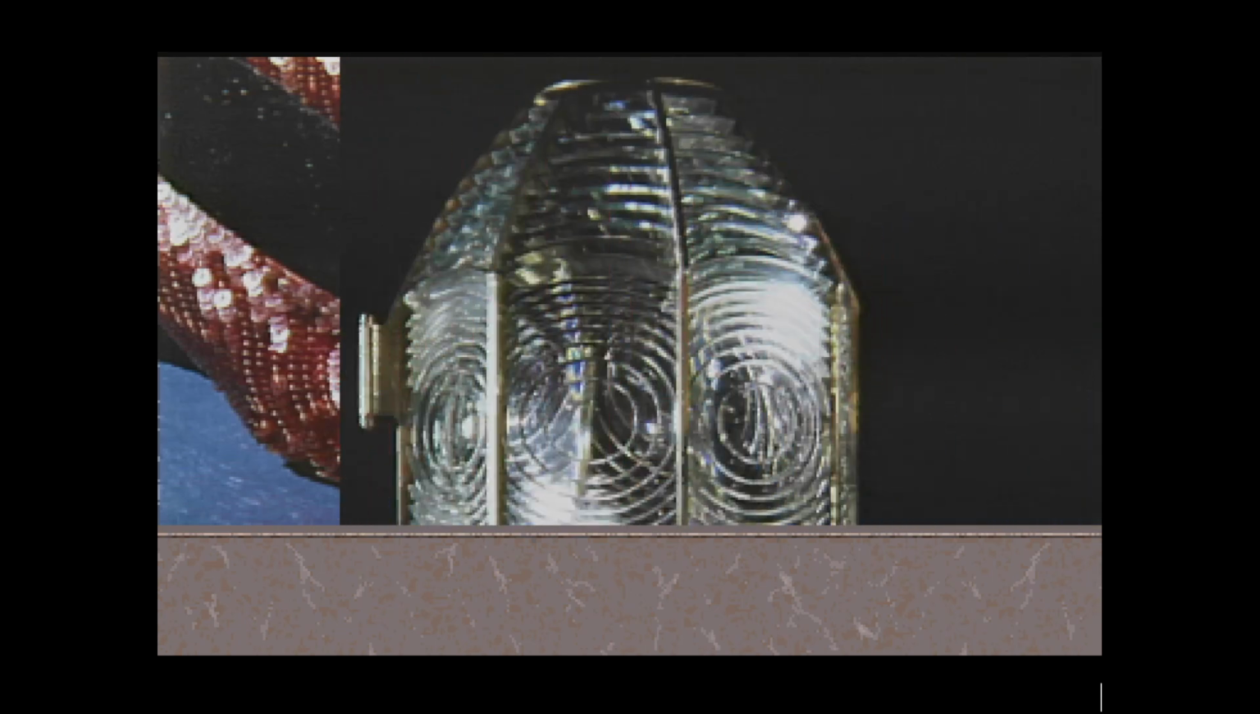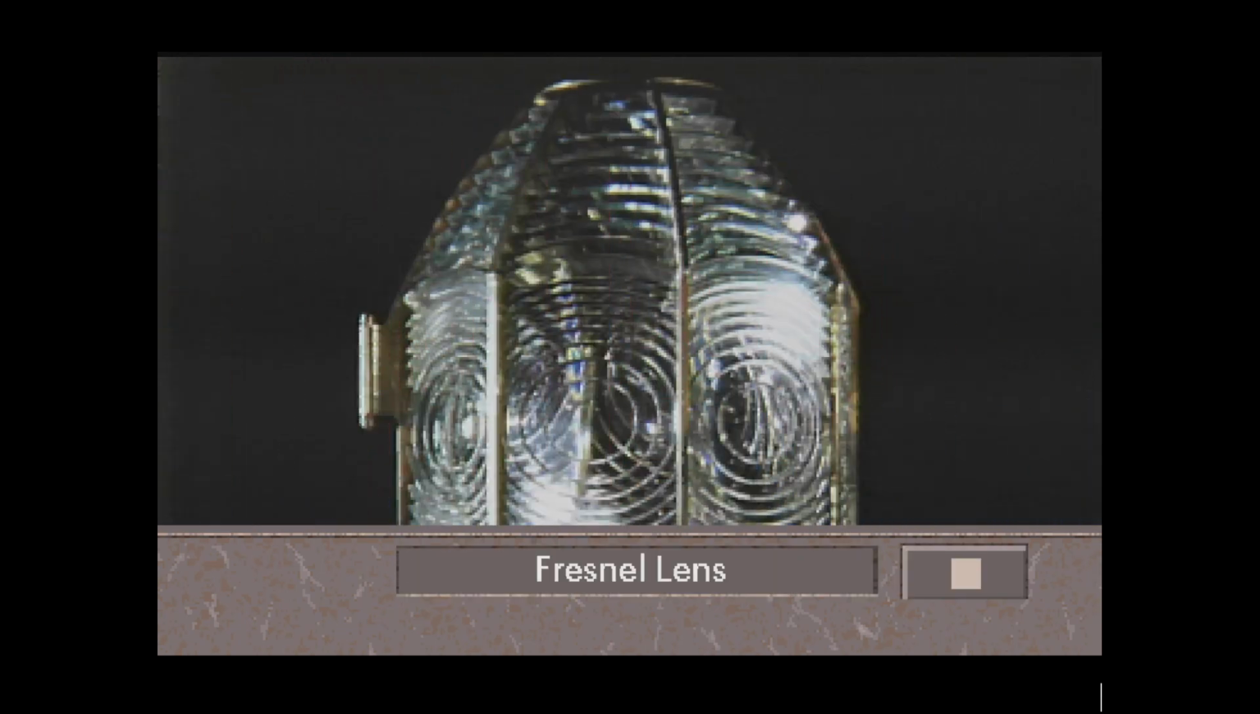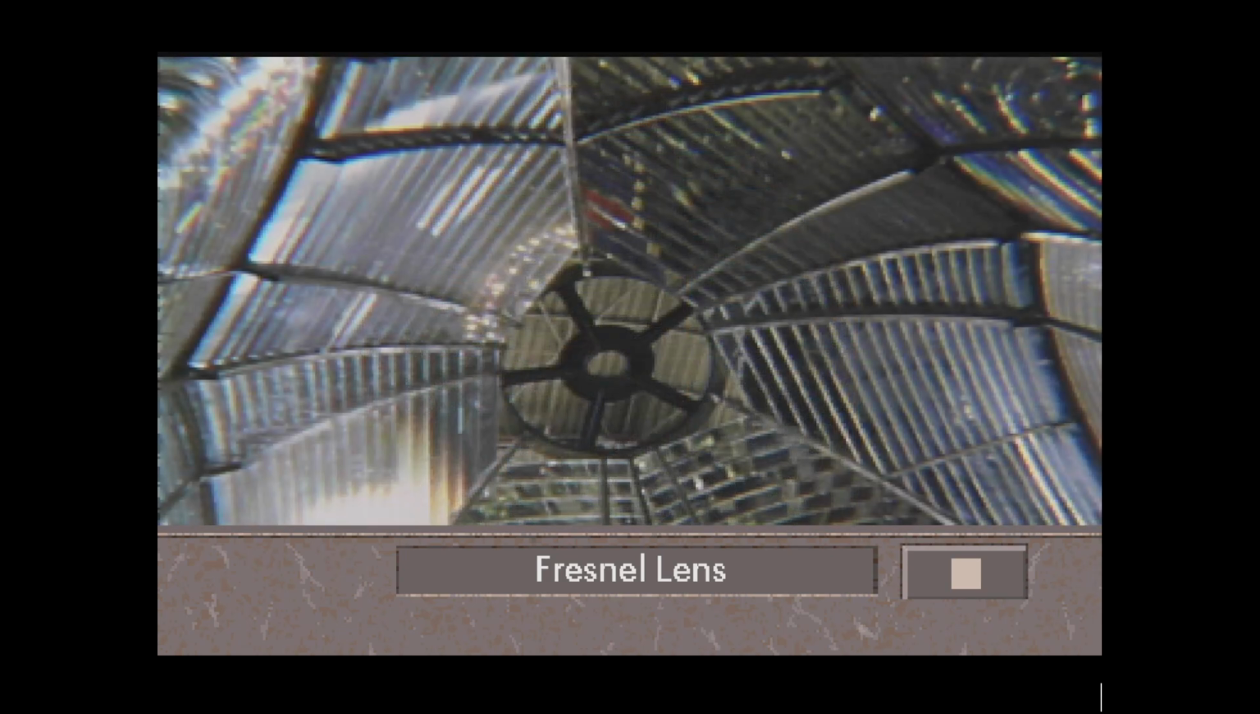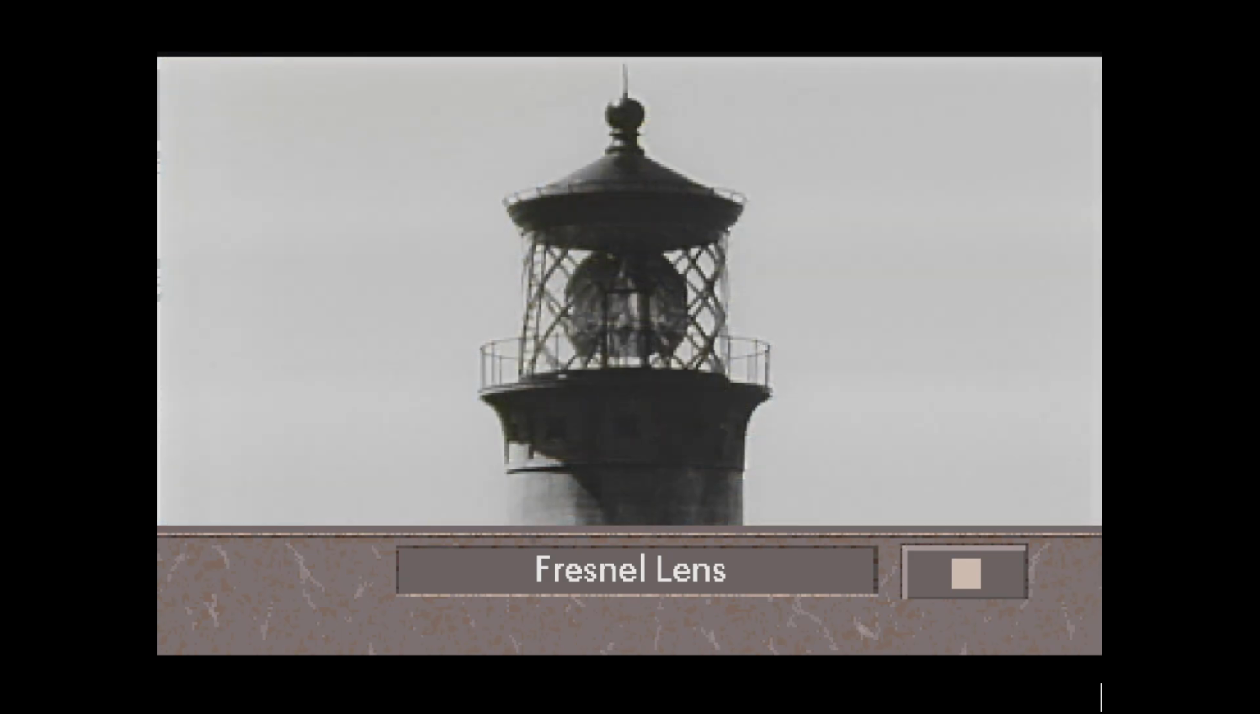Here's the magic that turns a lighthouse into more than just a tall building. This complicated arrangement of glass prisms was designed by a French engineer, Augustin Fresnel, in the early 1800s. His lens magnifies the light of an oil lamp into a beacon visible for miles.